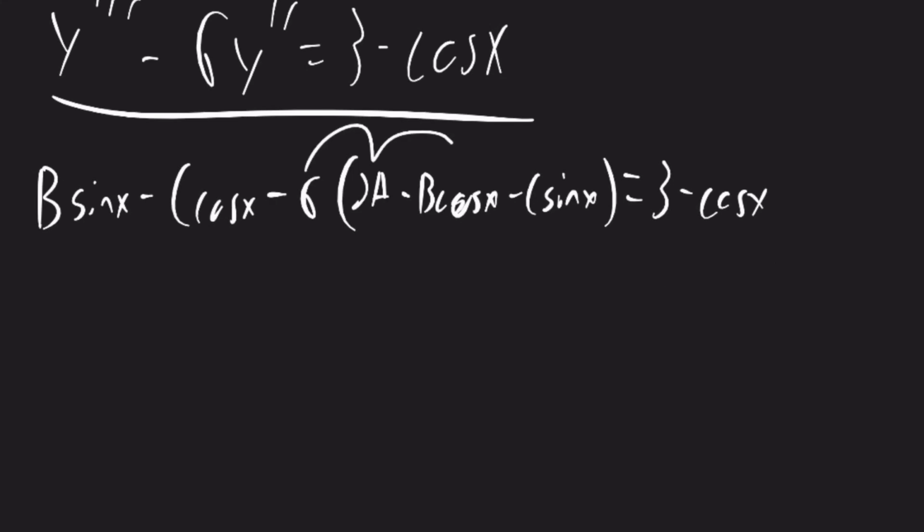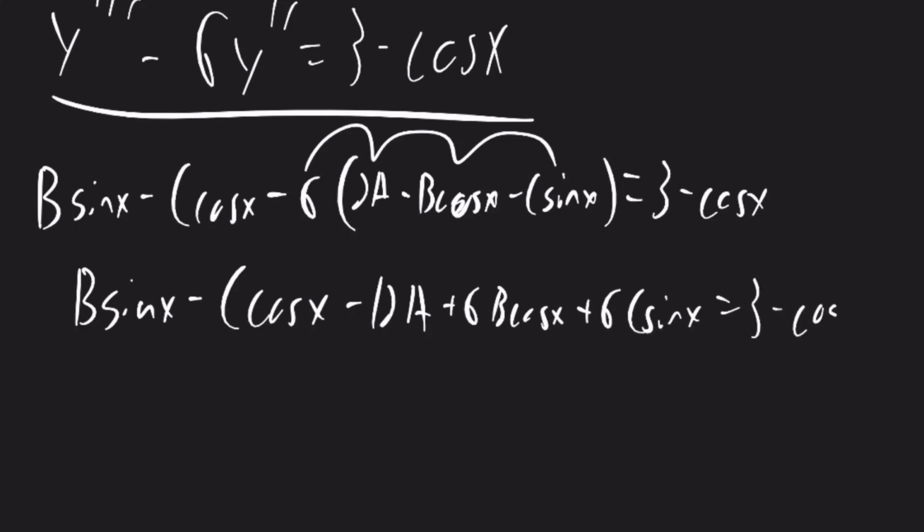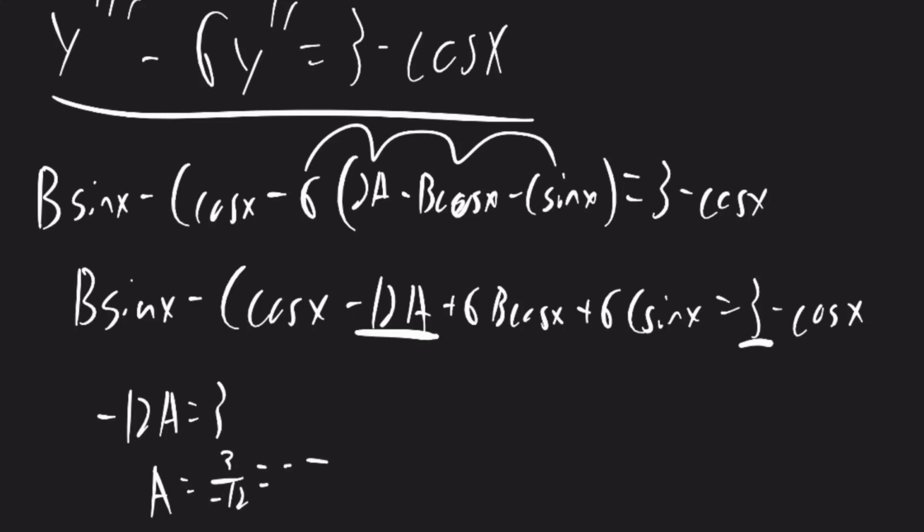I'll distribute this 6 to all the terms in yp double prime. We'll get b sine x minus c cosine x minus 12a plus 6b times cosine x plus 6c times sine x is equal to 3 minus cosine x. We can now compare coefficients. The coefficient of a constant term on the right is 3, and on the left it's negative 12a. So we can set negative 12a equal to 3. So a will be equal to 3 over negative 12, which is negative 1/4.